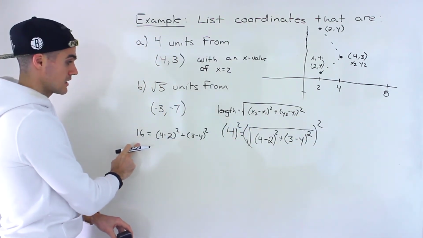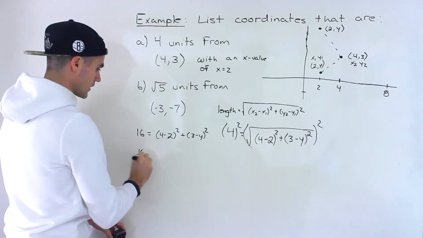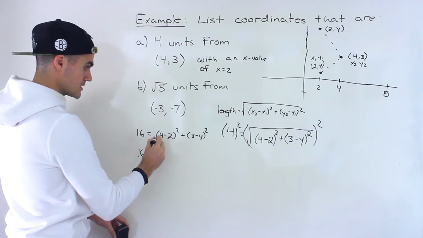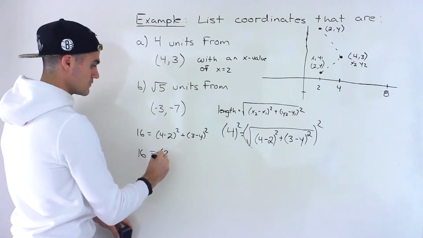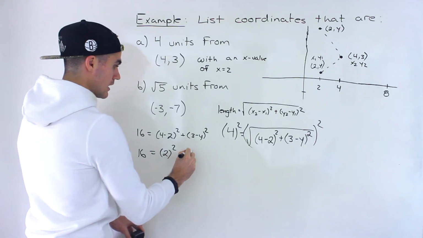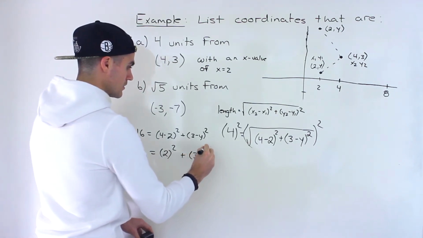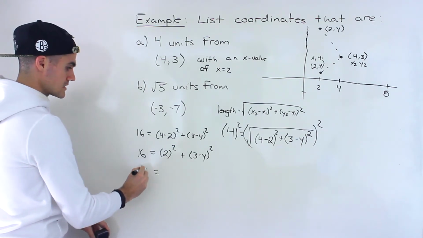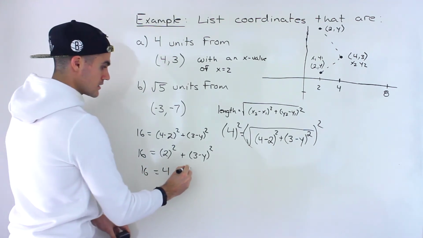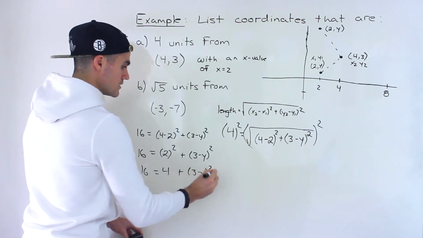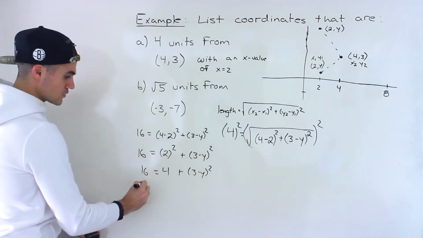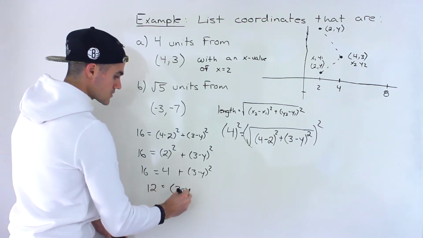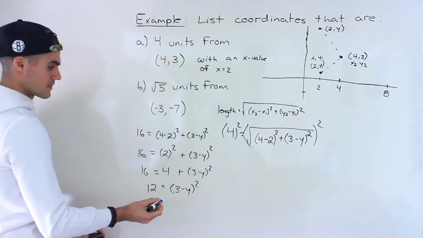gives us 16. And then from here, you just want to work this algebraically. So 4 minus 2, notice that would give us 2. That's going to be squared. And then this, let's keep as is. And then over here, what we would end up with is 16 equals 4 plus 3 minus y squared. Bring the 4 over, so you'd have 12 equals 3 minus y squared, like that.